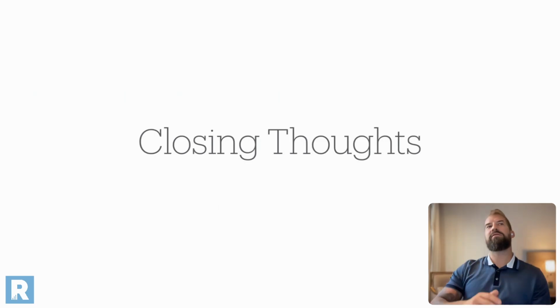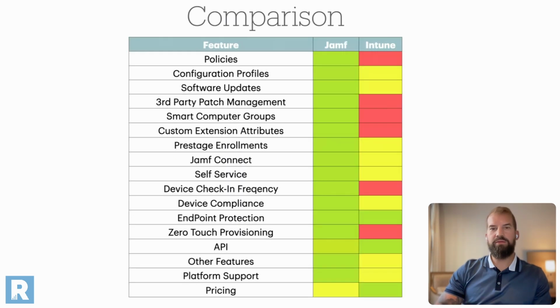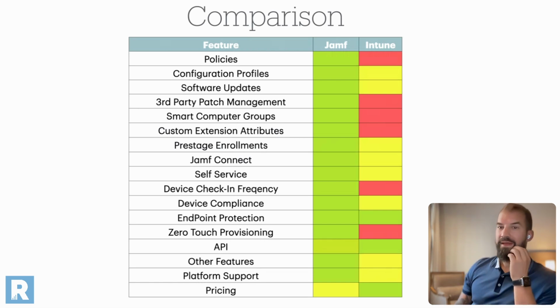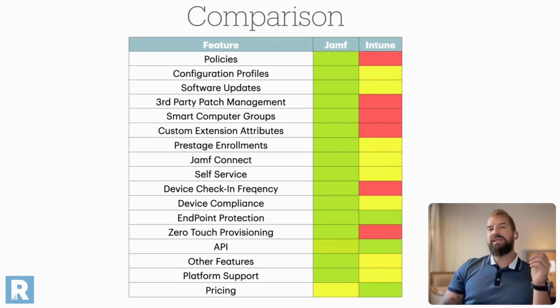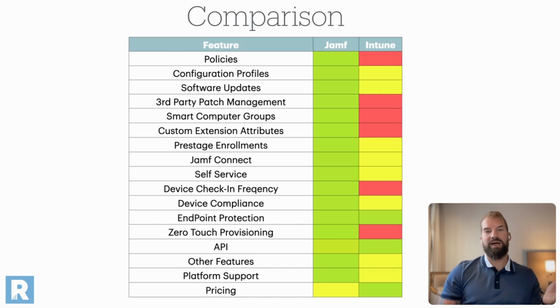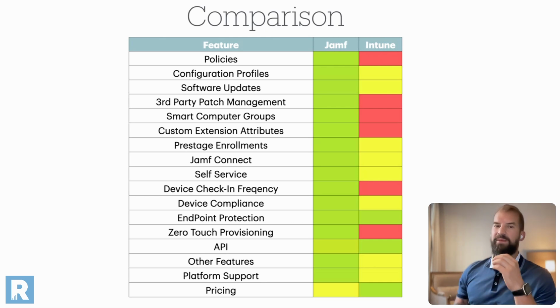And now I want to give my closing thoughts and kind of give my recommendations on who this is for. So let's start with a quick comparison over everything we've talked about. With policies, Jamf wins out a lot over Intune. Intune does not have nearly as many features or ability to do stuff as Jamf does with policies. Same with configuration profiles, they're pretty similar.